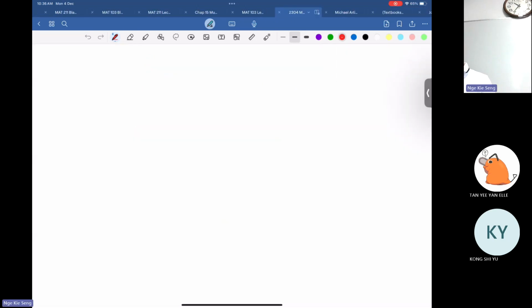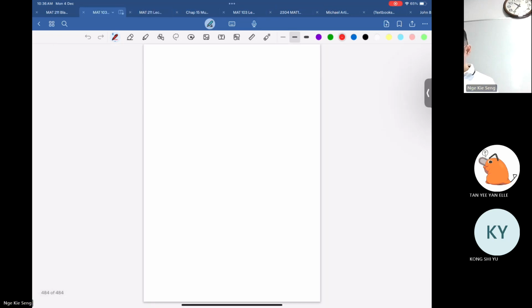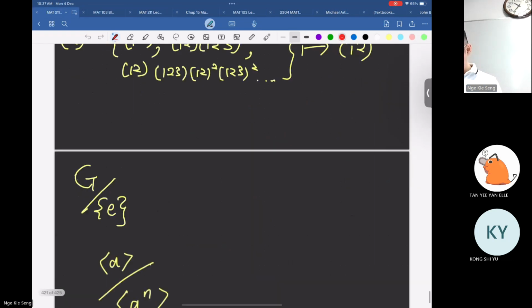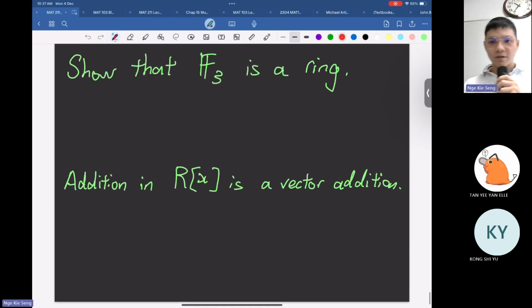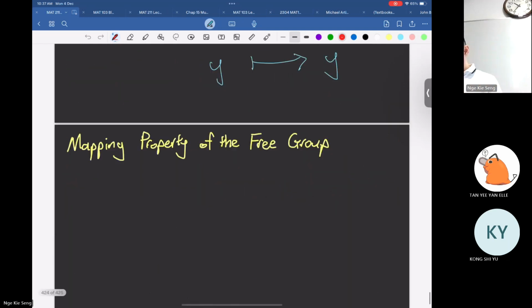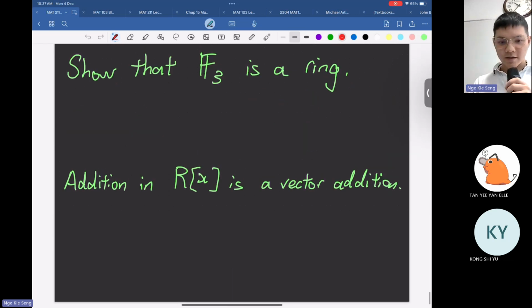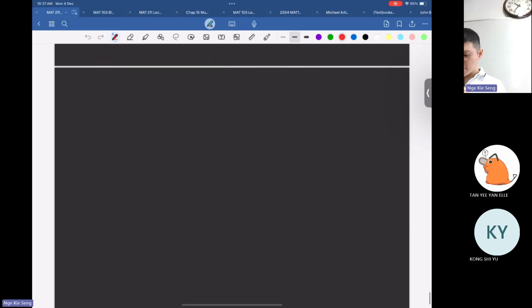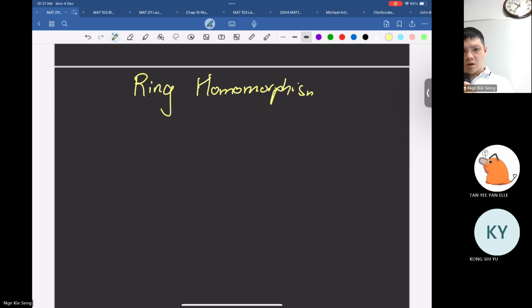Okay. So let's return to our ring. So maybe we leave some ring exercise to next time, next Thursday, and then we go into the main topic first. Pick up where we stopped last time. So let's restart from a ring homomorphism. Okay, so what's a ring homomorphism?